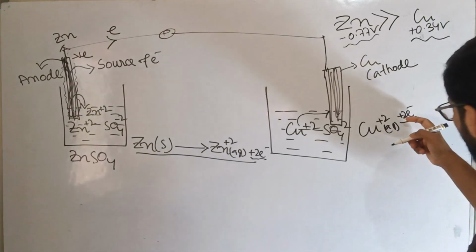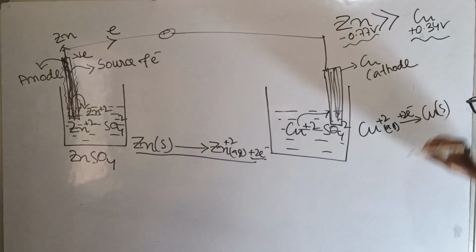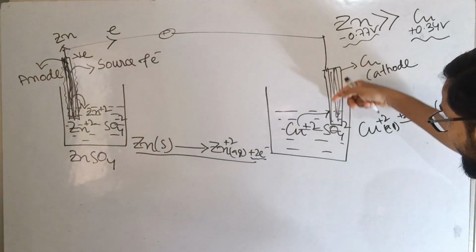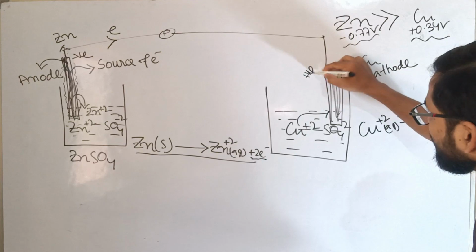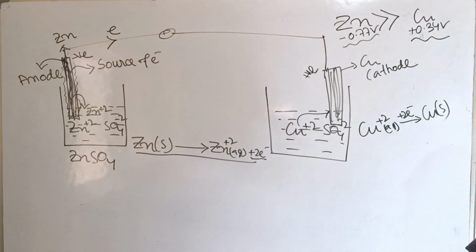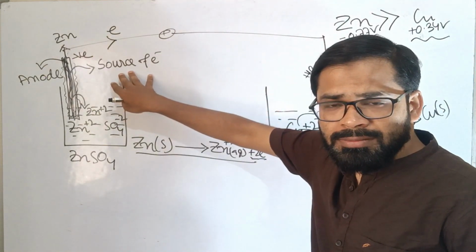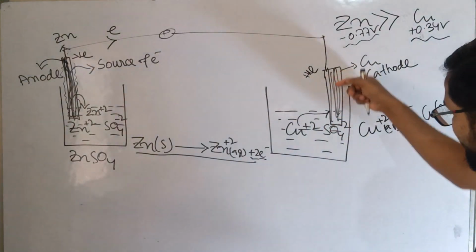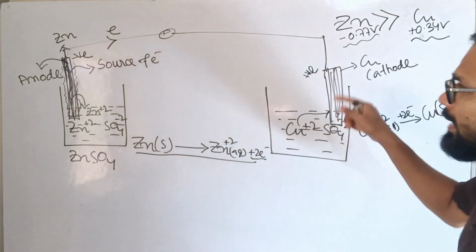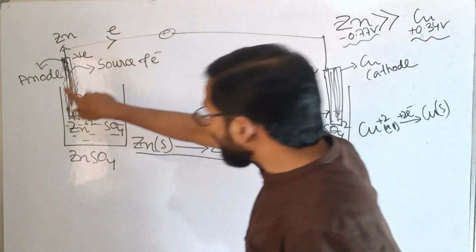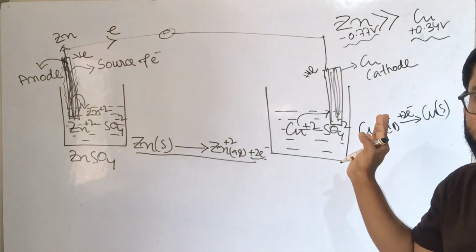After gaining 2 electrons, it becomes solid Cu. That's why here it is electron deficient, so this will be positive charge. Here is the source of electrons, which releases the electrons. In this electrode, the solution consumes the electrons. So that's why electrons flow from zinc to copper. Clear?